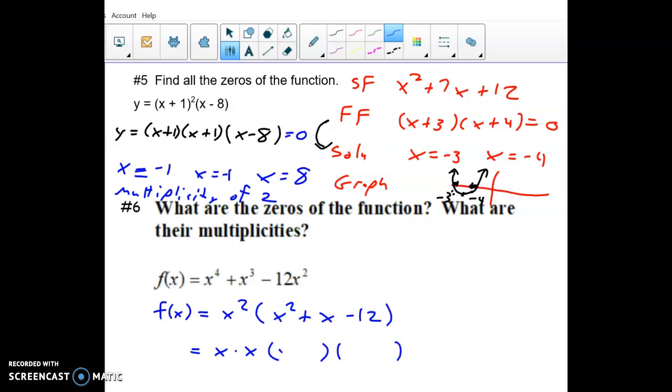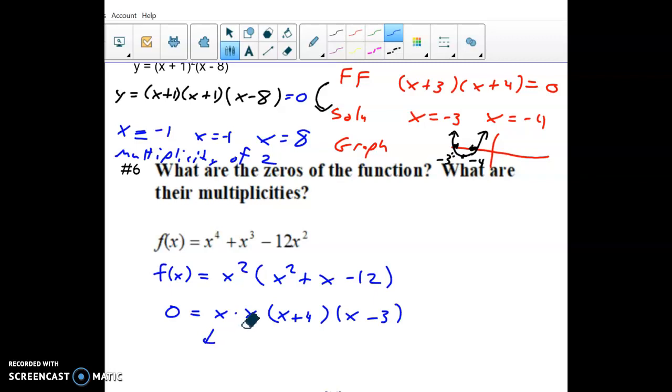we can factor. It doesn't always factor, but we can try putting x and x here, and then multiply to 12 and add up to +1. So I believe +4 and -3. Okay, so that would be the factored form. And then set them to 0 to find our solutions.